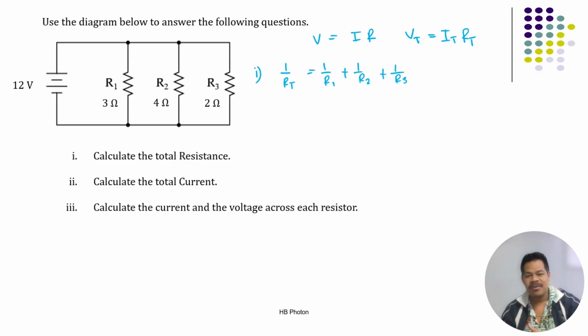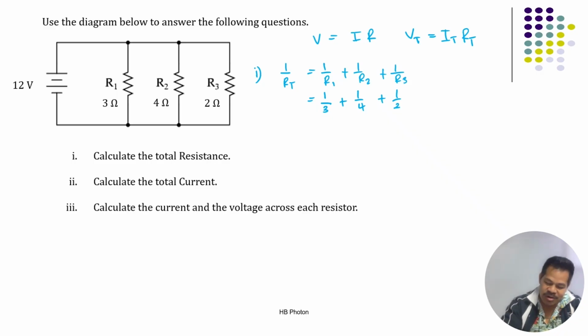If it's 4 resistors in parallel, we continue the expression and add plus 1 over R4. But our diagram has only 3 resistors. Now sub in the values: 1 over 3 plus 1 over 4 plus 1 over 2. It's simple addition of fractions. You can continue with the cross multiplication.